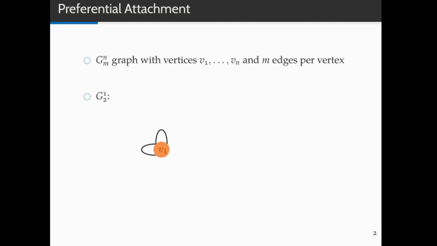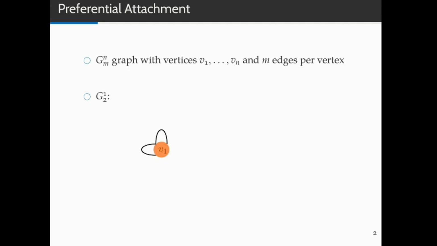Let's start by describing how the preferential attachment process works. It is an evolutionary random process. It means it evolves a random graph over time, and in order to do so, it iteratively adds vertices v1, v2, v3, and so forth. For every vertex that it adds, it also adds m edges. The random graph with n vertices and m edges per vertex is usually denoted by G_m^n, with n in the superscript and m in the subscript.